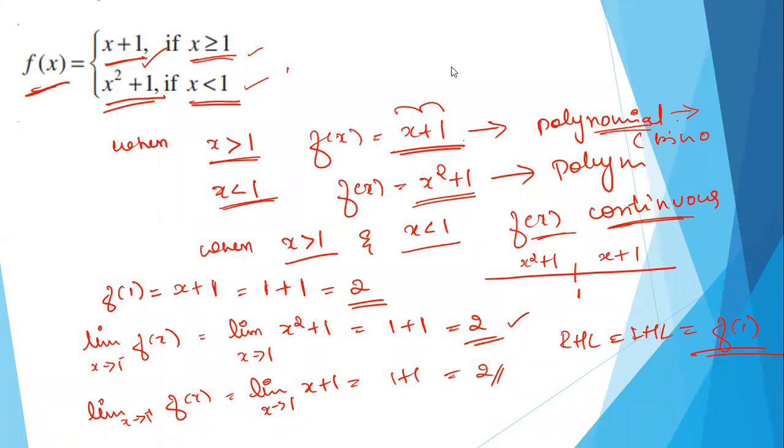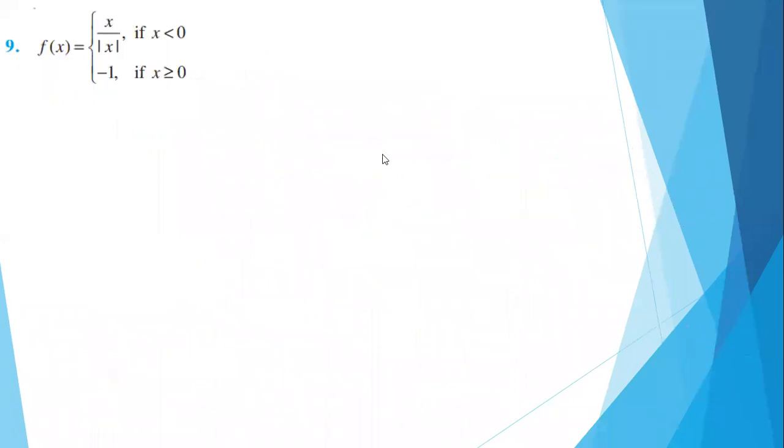Sahana is telling it is continuous. So we can conclude that the function is continuous at x is equal to 1. Good. So next one.